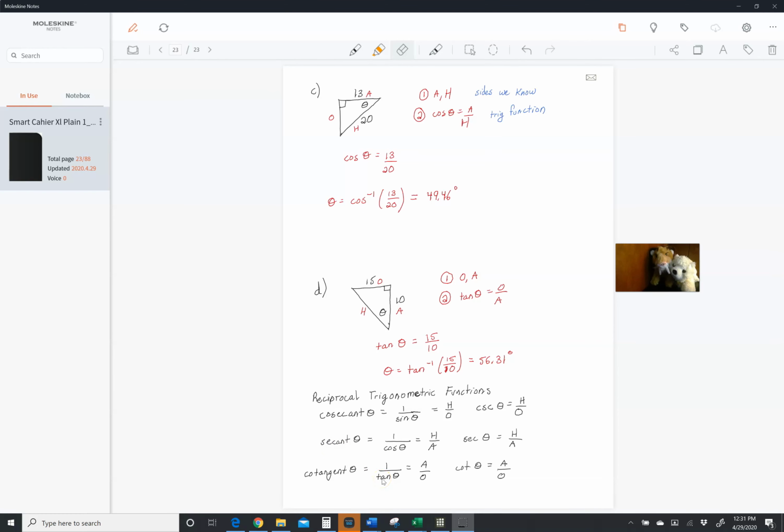Tangent doesn't have a co, so its reciprocal must have a co. So you'll see cotangent, okay? The other thing is the abbreviation here is CSC because we can't use COS. It's already been used. So the big thing to remember is this, there's a co. Each one has a co.